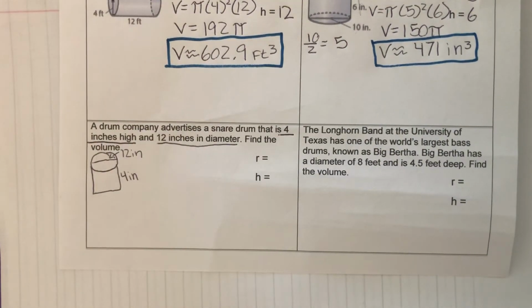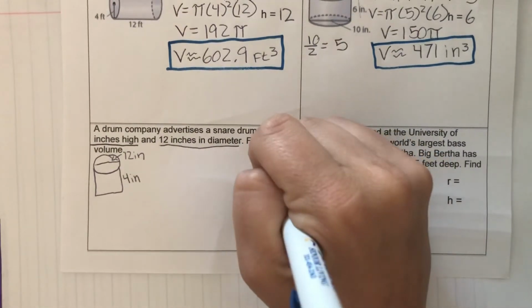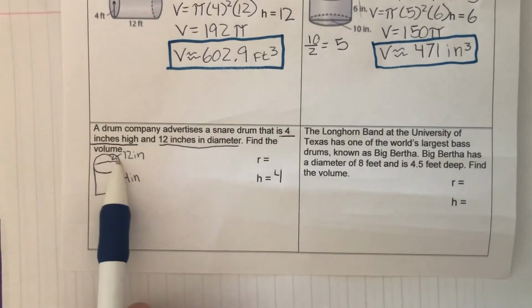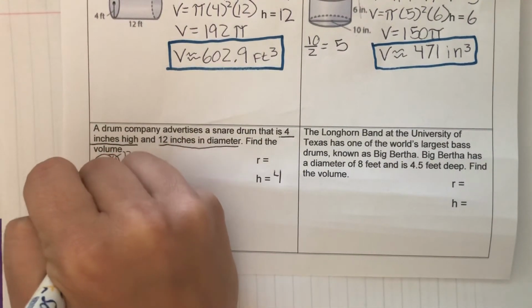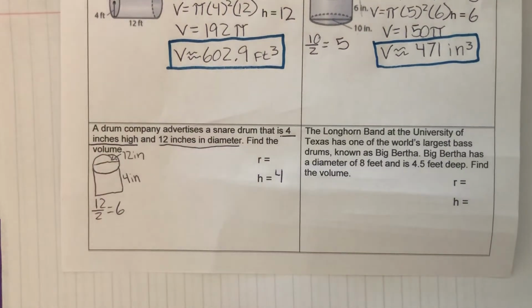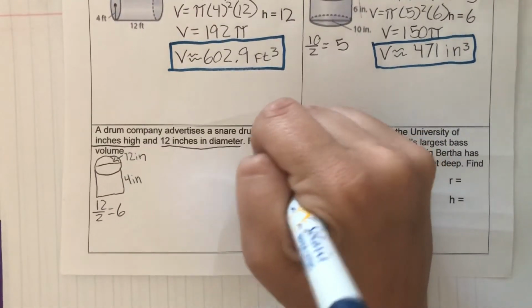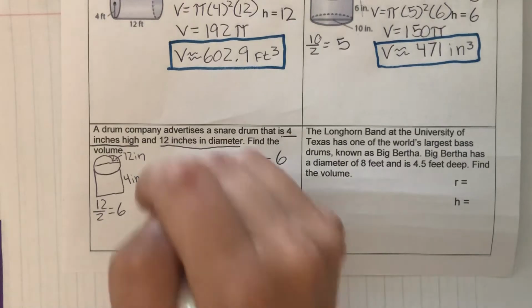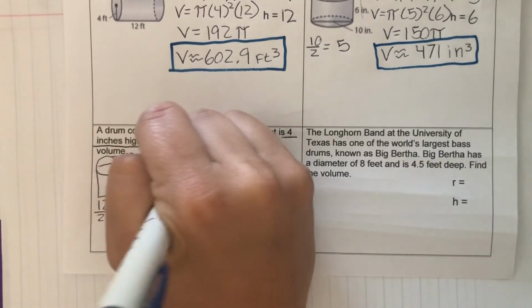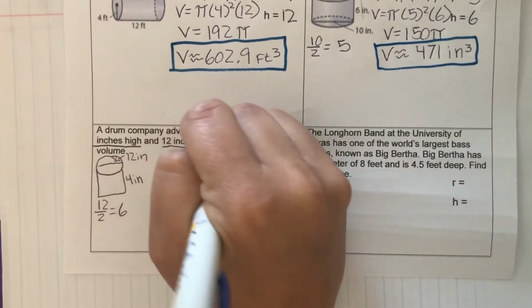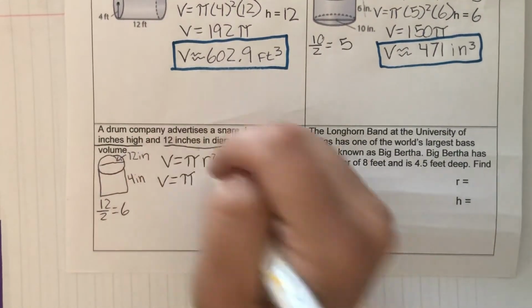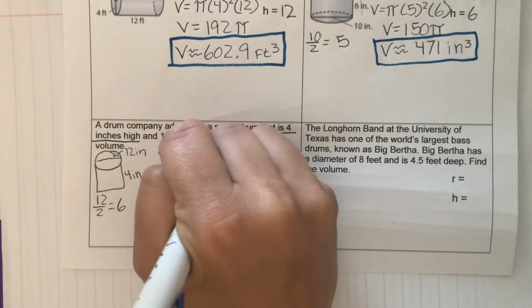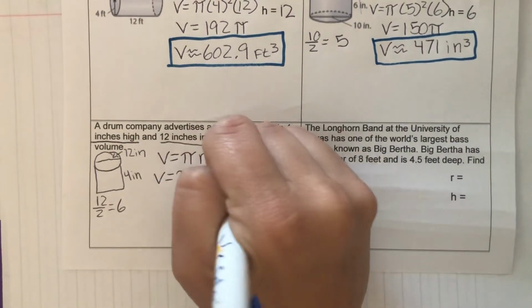So now that I have a visual to go along with it, I can identify the different parts. The height is 4 inches. My radius, half of the diameter, so 12 divided by 2 is 6. So the radius is 6 inches. Now I have everything I need to plug into my formula. Go ahead and plug those values in. 6 squared times the height.